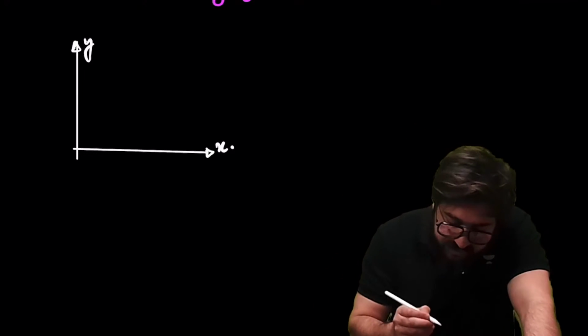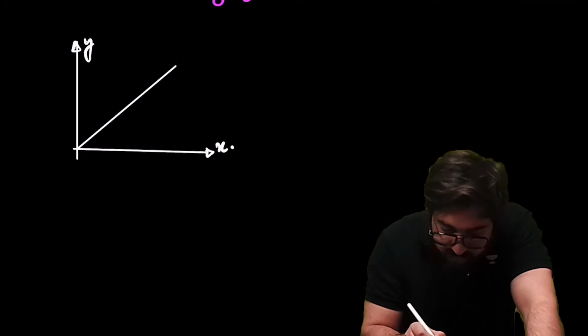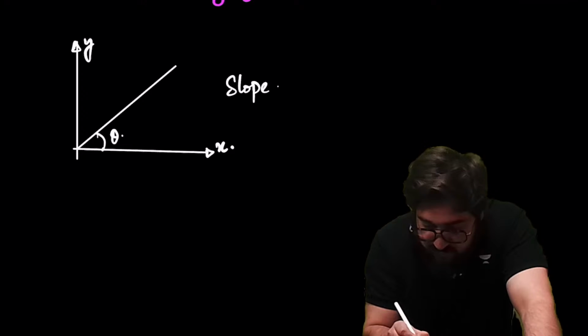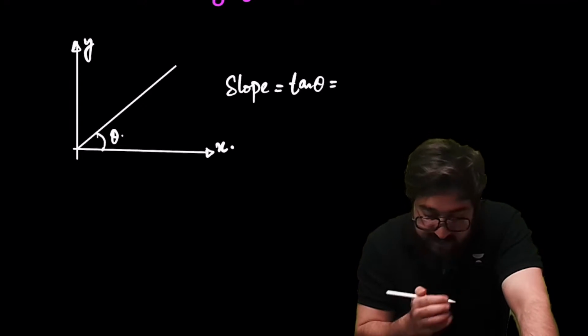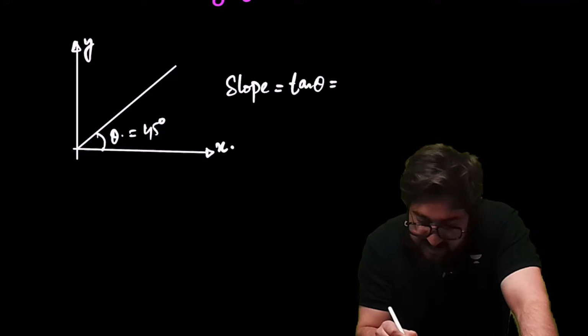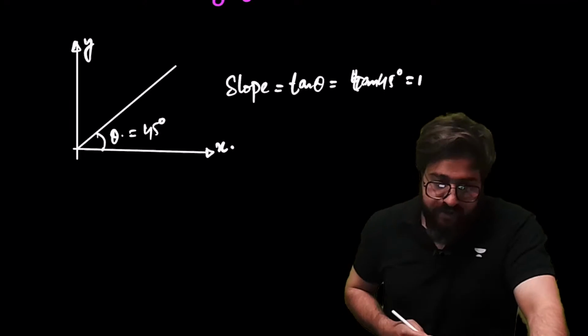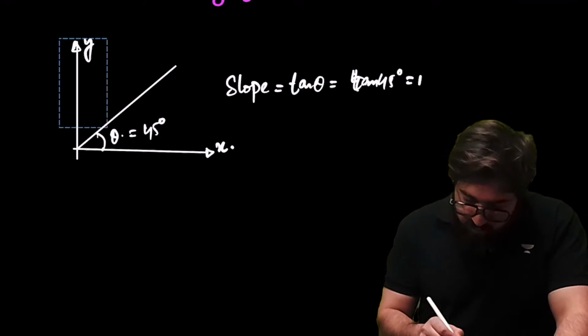In this particular case, I have got a line over here. This is making the angle theta. And what is the value of slope? Slope is simply tan theta. If I say theta is, let's suppose, 45 degrees, then tan of 45 degrees is equal to 1. This is the case we are done with. All the cases in the case of slope we are done with.